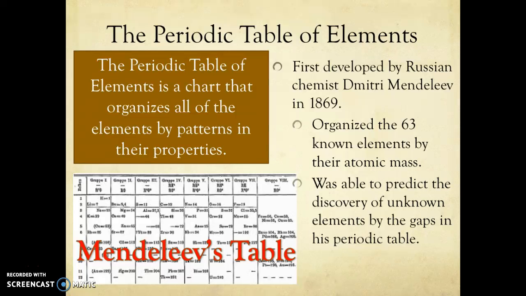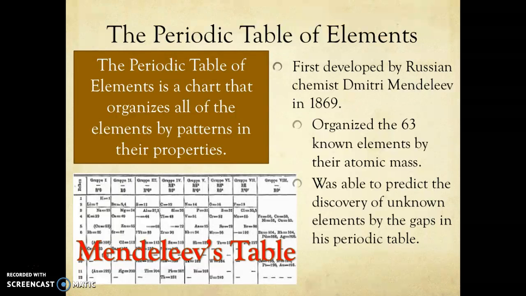The first periodic table was developed by a Russian chemist by the name of Dmitry Mendeleev, and this was back in 1869. At the time, there were only 63 elements that were known, and he organized them by their atomic mass.